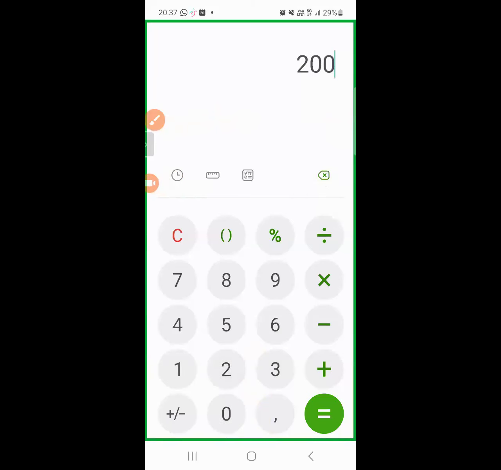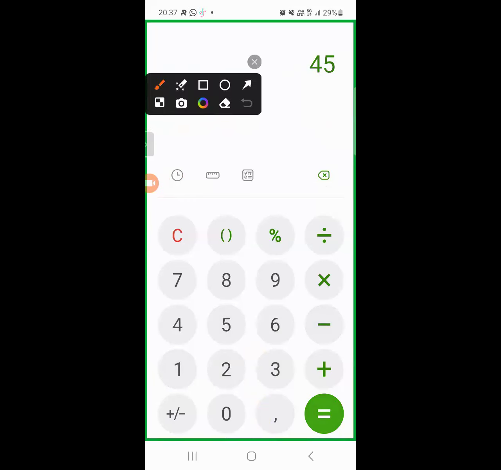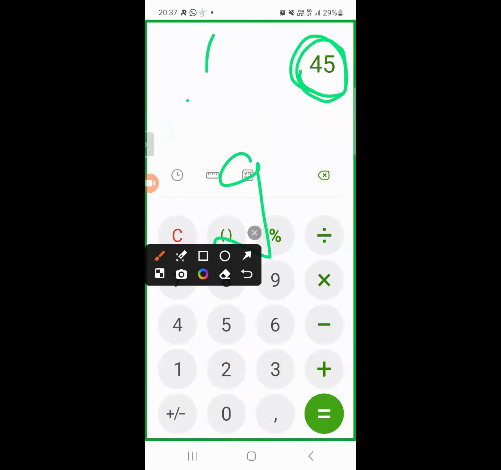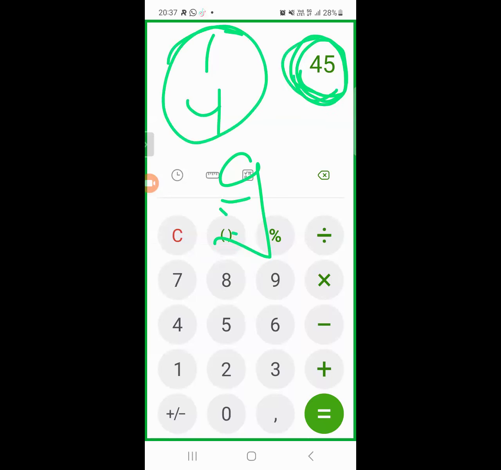200 minus 155, it will remain $45. You see, it will remain $45. Remember, the margin calls that we put there are 9. Now, from the first to the fourth, it takes you $155. Then the remaining $45, you spread it to the remaining 5 margin calls.